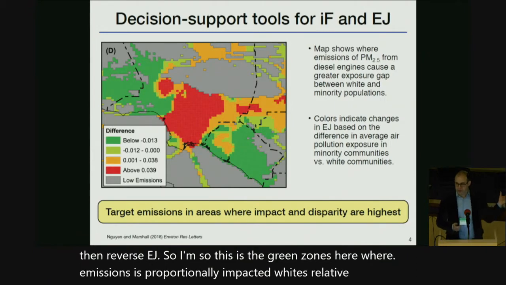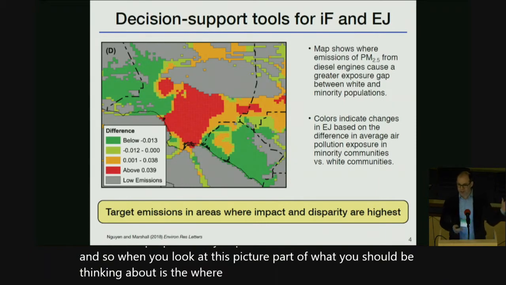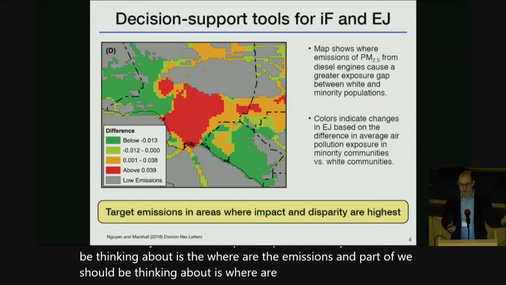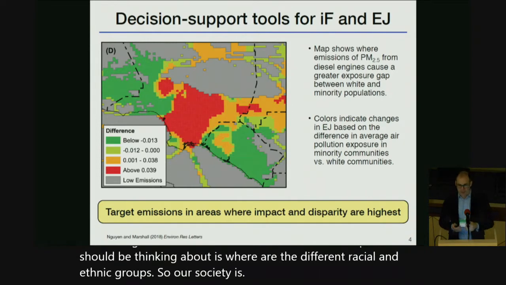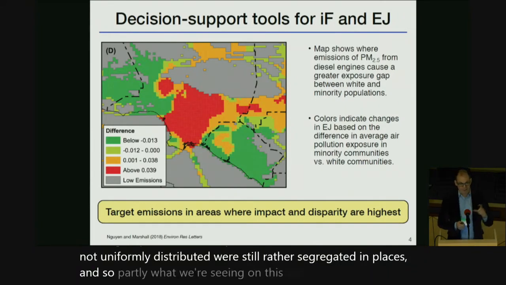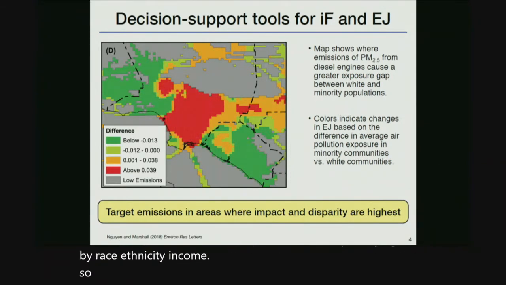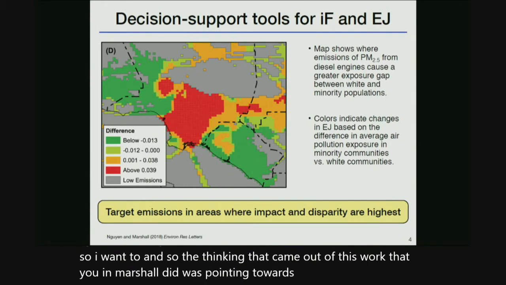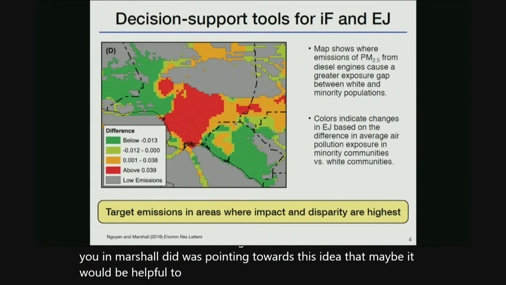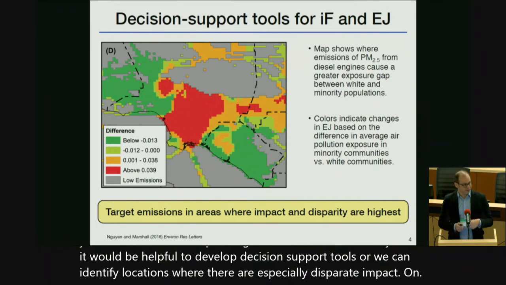And so when you look at this picture, part of what you should be thinking about is where are the emissions? And part of what you should be thinking about is where are the different racial and ethnic groups? So our society is not uniformly distributed, but we're still rather segregated in places. And so partly what we're seeing on this map is the combined impact of where emissions are and how our society is segregated by race, ethnicity, and income, and so on. And so the thinking that came out of this work that Julian Marshall did was pointing towards this idea that maybe it would be helpful to develop decision support tools where we can identify locations where there are especially disparate impacts on minority communities.